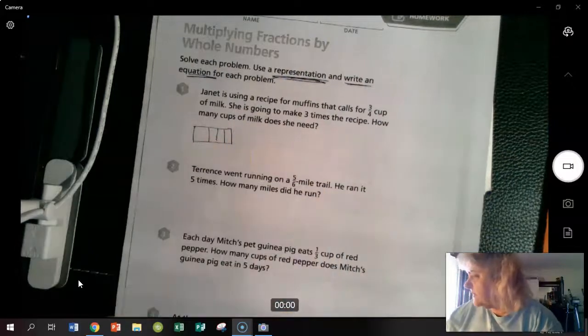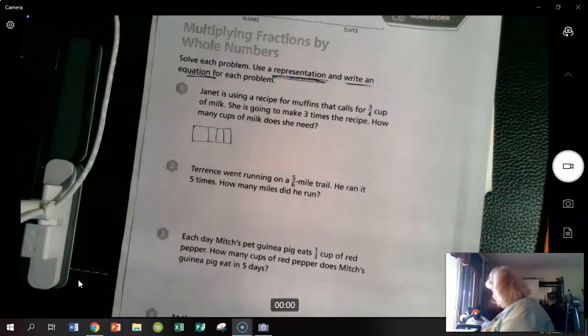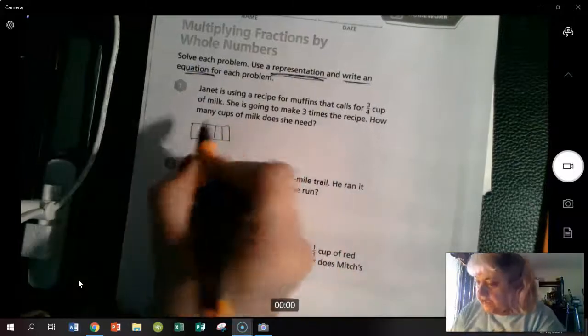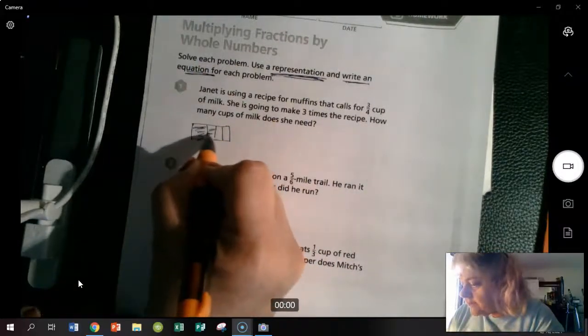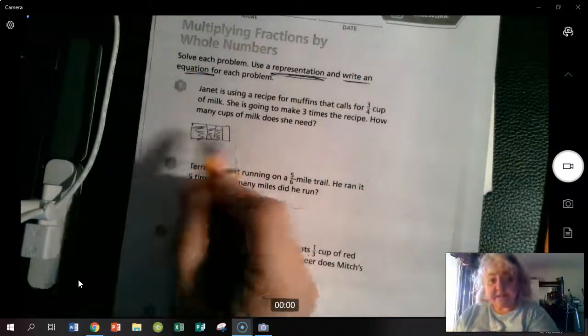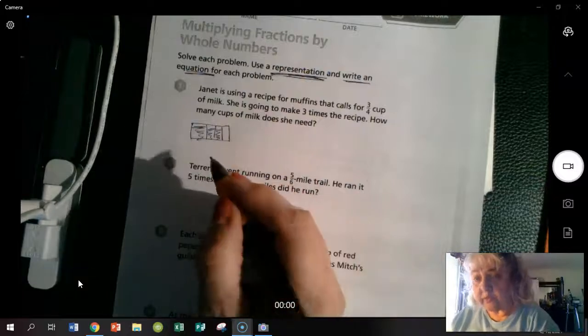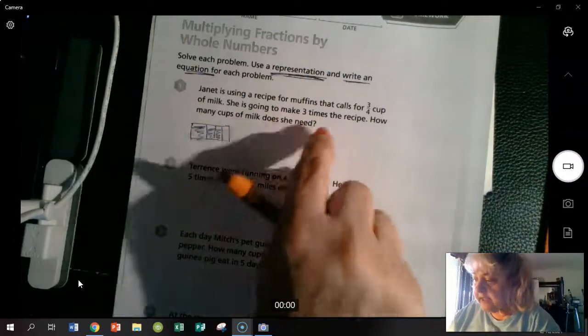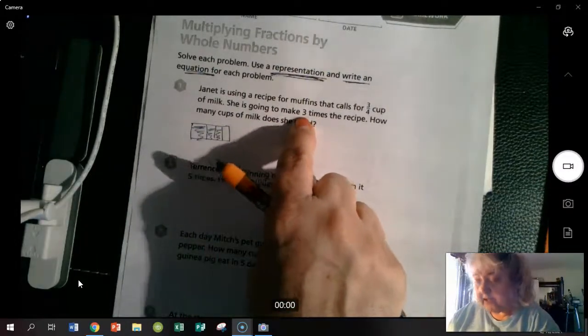You know, I'm not a great artist. If I were, then everything would look exactly the same. And I could color in 1, 2, 3 of those 3/4. That's 3/4. And I think you would agree, and we all knew how to do that. But she needs it 3 times.